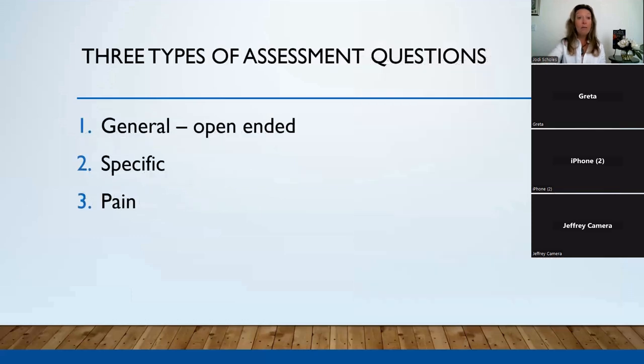There are 3 types of questions. The 3 types of questions we have are general questions. Those are open-ended. Specific questions are where you're asking a specific thing. It has a very specific answer, a yes or a no. It's a closed question. You're directing your client into clarifying.